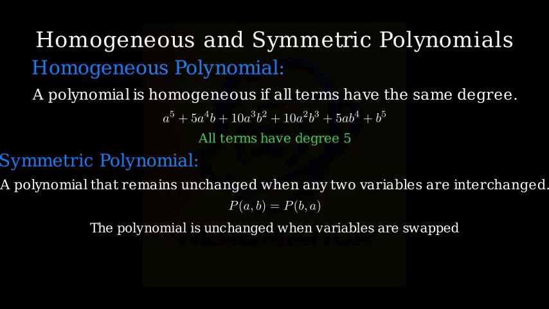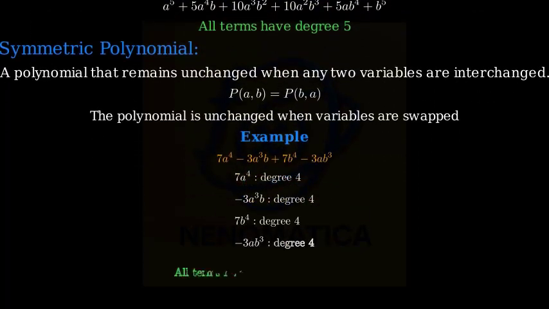Let's look at our first example. We need to determine if the following polynomial is homogeneous and symmetric: 7a to the 4th minus 3a cubed b plus 7b to the 4th minus 3ab cubed. First, let's check if it's homogeneous. We need to look at the degree of each term. The first term has degree 4, the second term has degree 4, the third term has degree 4, and the fourth term has degree 4. Since all terms have the same degree, this polynomial is homogeneous.